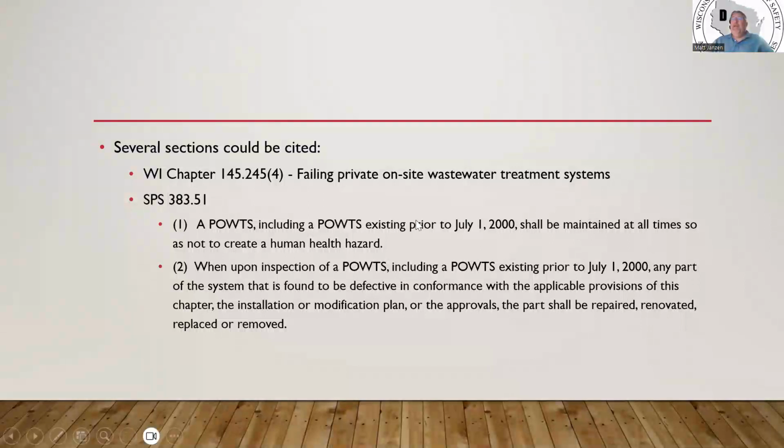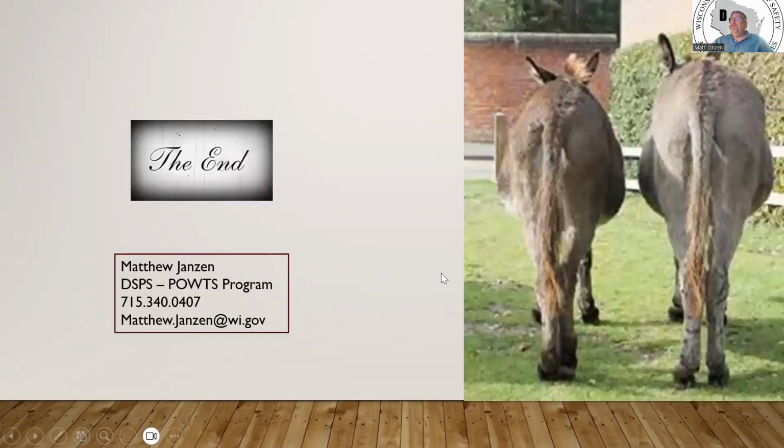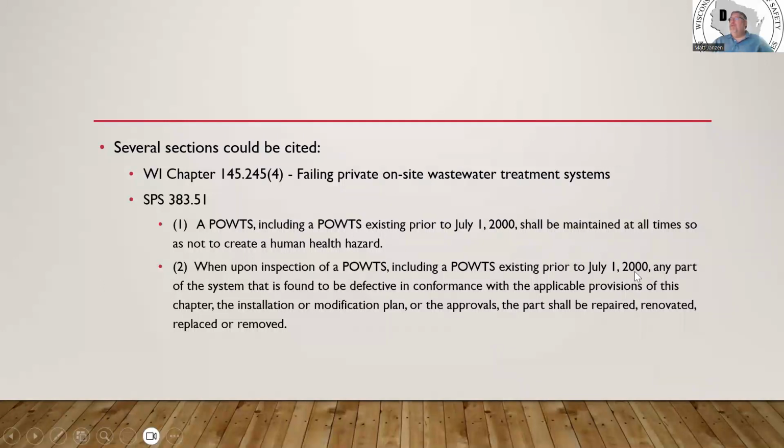And then the second part here is that upon inspection of a POWTS, including POWTS prior to 2000, any part of the system found to be defective in conformance with applicable provisions, the installation, modification, plan or approvals shall be repaired, renovated, replaced, or removed. So that's the easiest one. If something doesn't work the way it's intended, that's the best section to say, hey, you got to fix it. It's not according to the plan, you got to fix it. Not according to the chapter, you got to fix it. Tank is meant to hold liquid, not leak, got to fix it. So that's probably the easiest one to cite there.